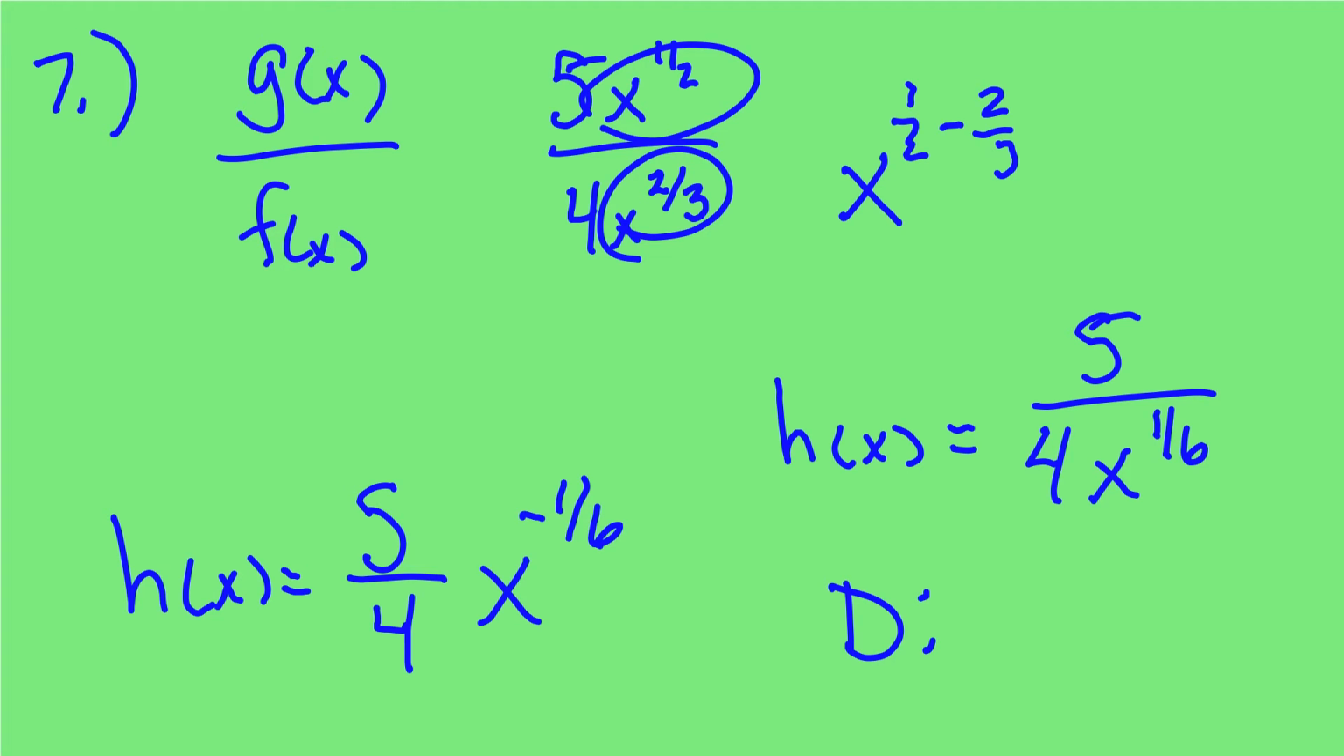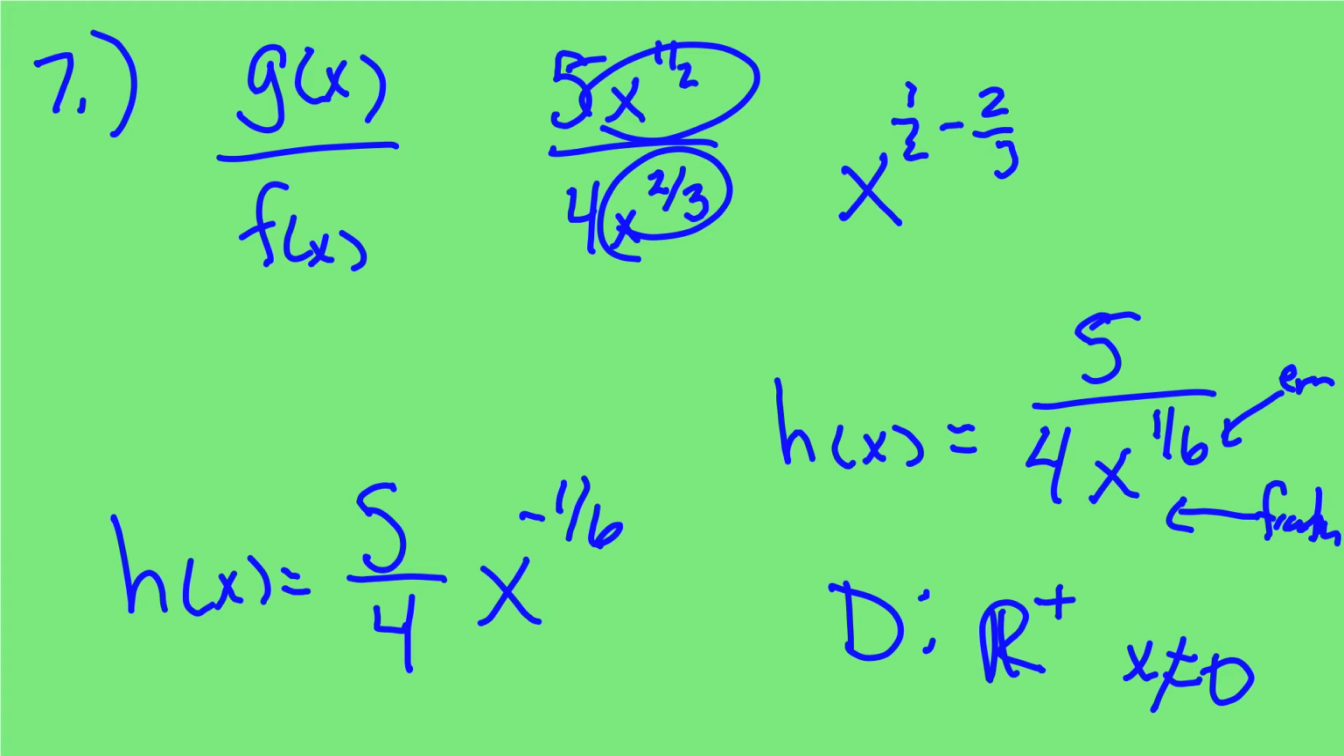Now because I have the fraction in the bottom, because the x is in the bottom, I have to say all the reals and x cannot be 0. Because if I plugged in 0, it would give me a divide by 0 error. Then, because that's even, I've got to put the R plus. So that's my final answer.